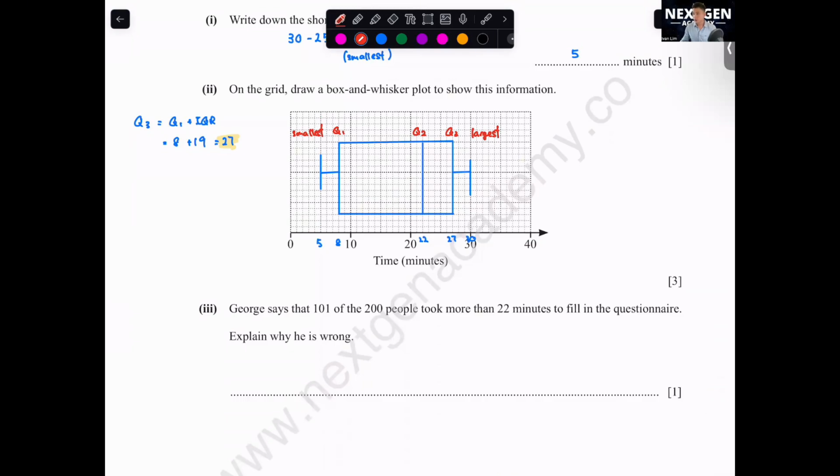Number 3. Josh says 101 of the 200 people took more than 22 minutes to fill in the questionnaire. Explain why he is wrong. Okay, what do you think? 101 people took more than 22 minutes. Is it correct? Median is 22, should be 100 people. Very good. Okay, so you can say median is 22, which is 50% of the people.